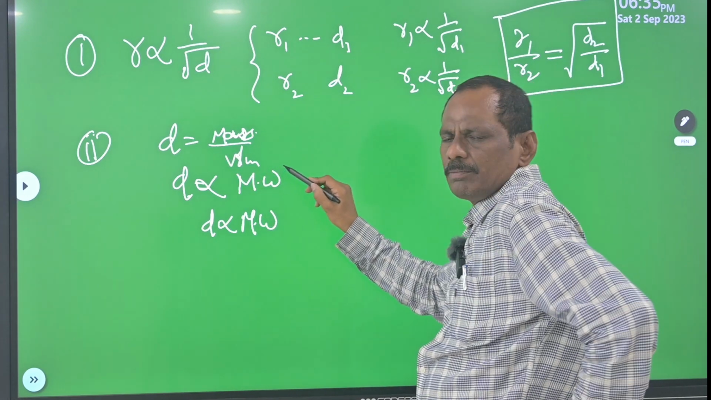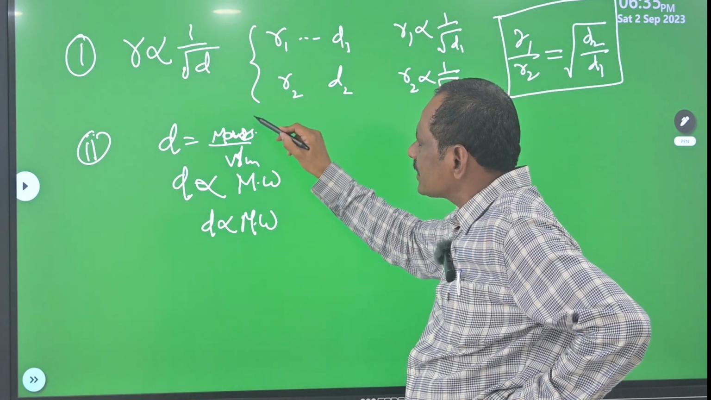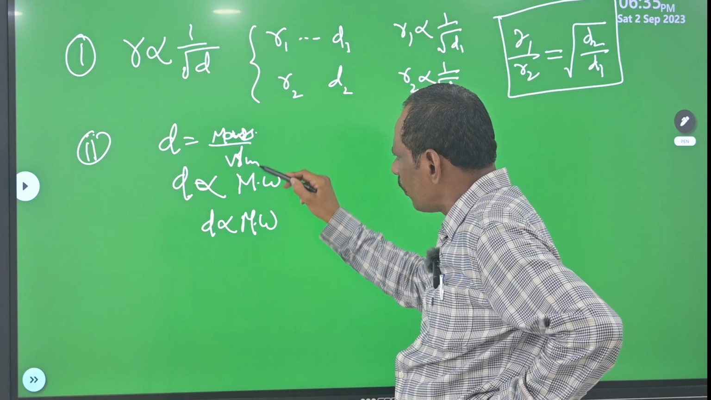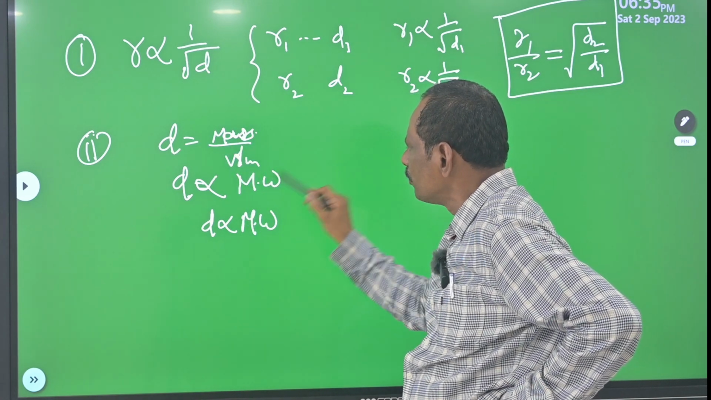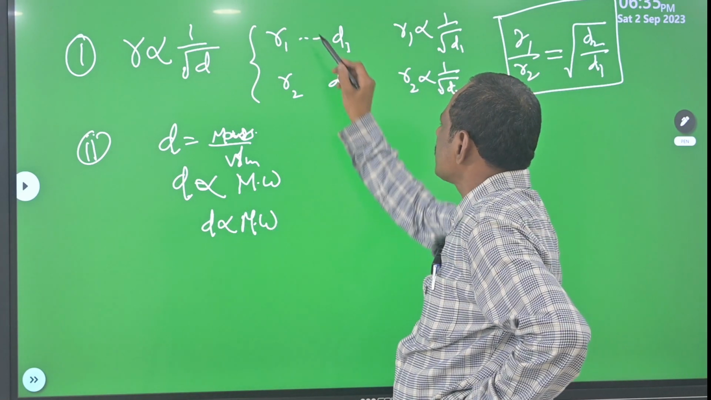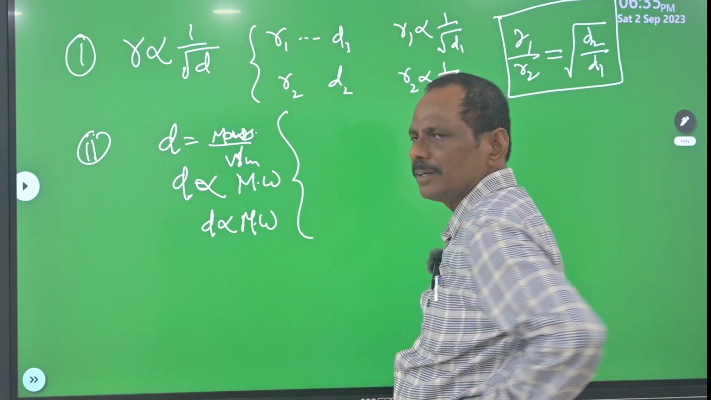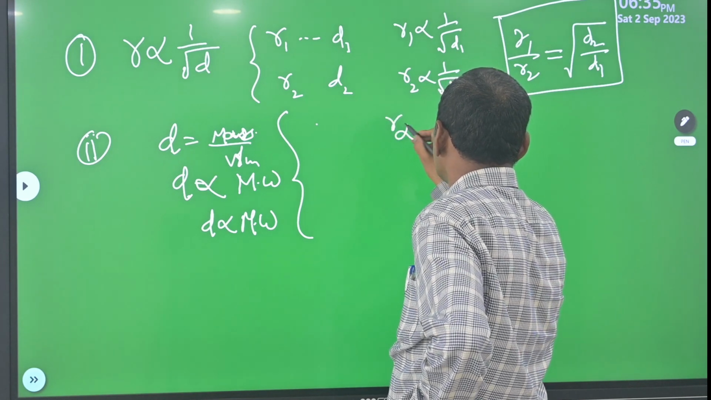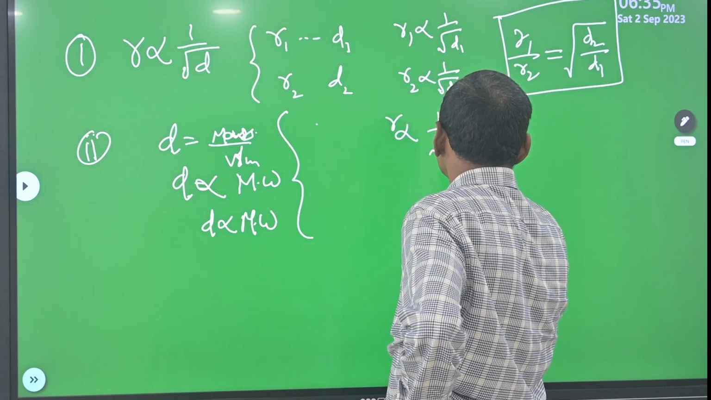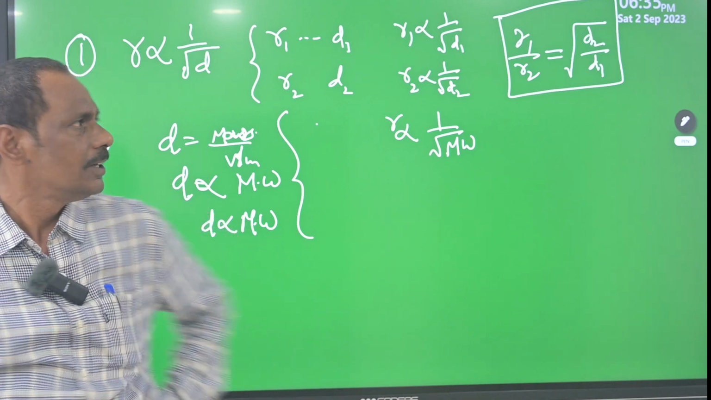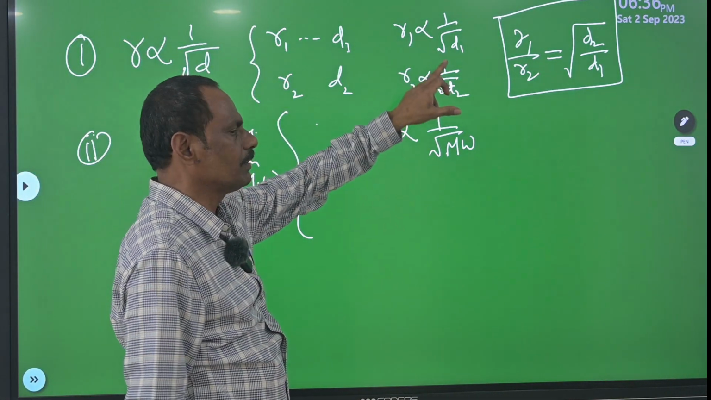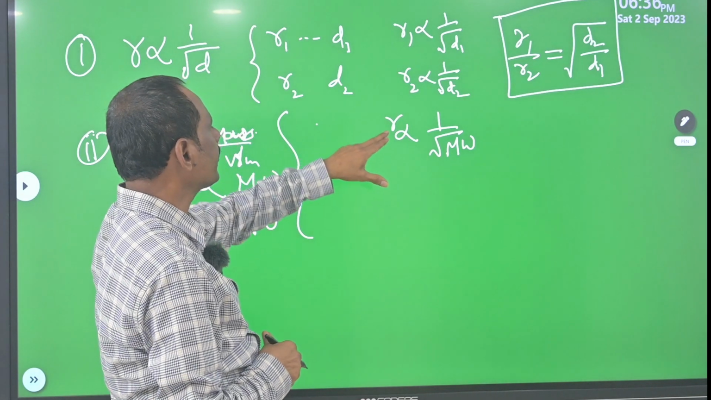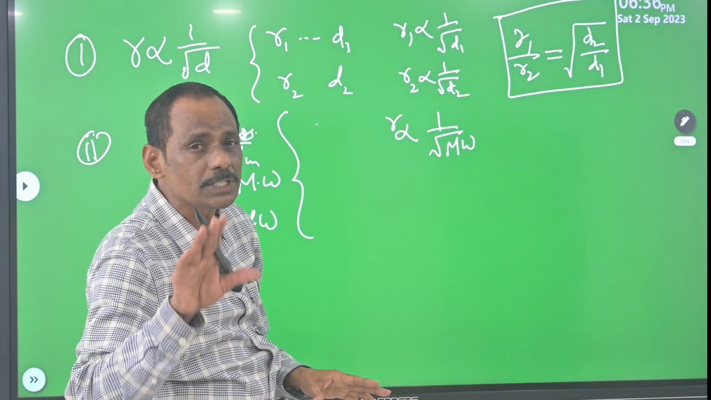For 1 mole of gas, the mass must be equal to its molecular weight. Therefore, density is equal to molecular weight by volume. Therefore, the density is directly proportional to the molecular weight. Because of this, we may define that the rate of diffusion of a gas is inversely proportional to the square root of its molecular weight. So, the rate of diffusion of a gas is inversely proportional to the square root of its density, or, the second form of Graham's law, the rate of diffusion of a gas is inversely proportional to the square root of its molecular weight.